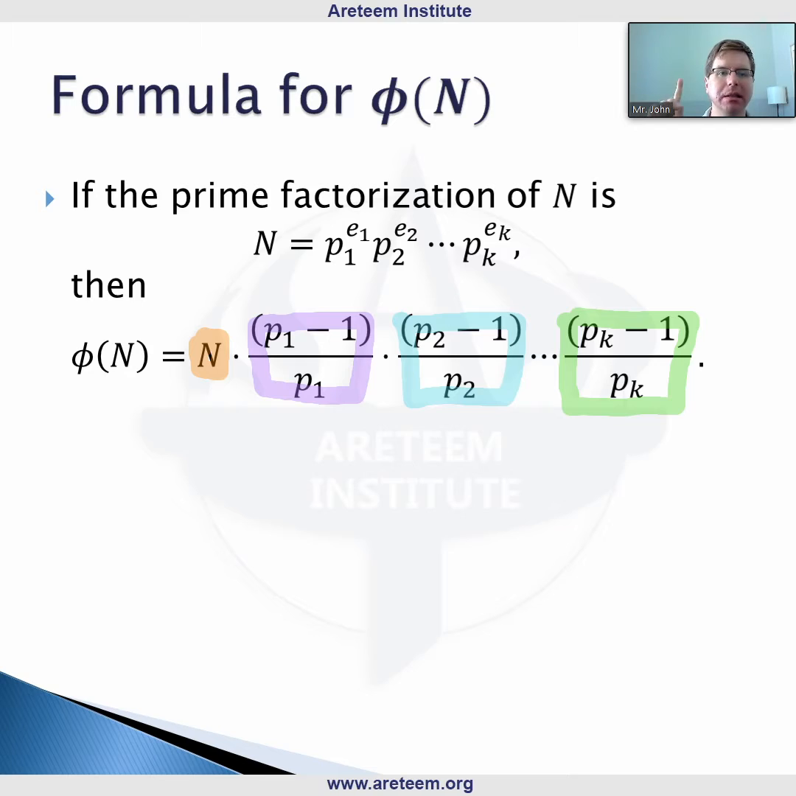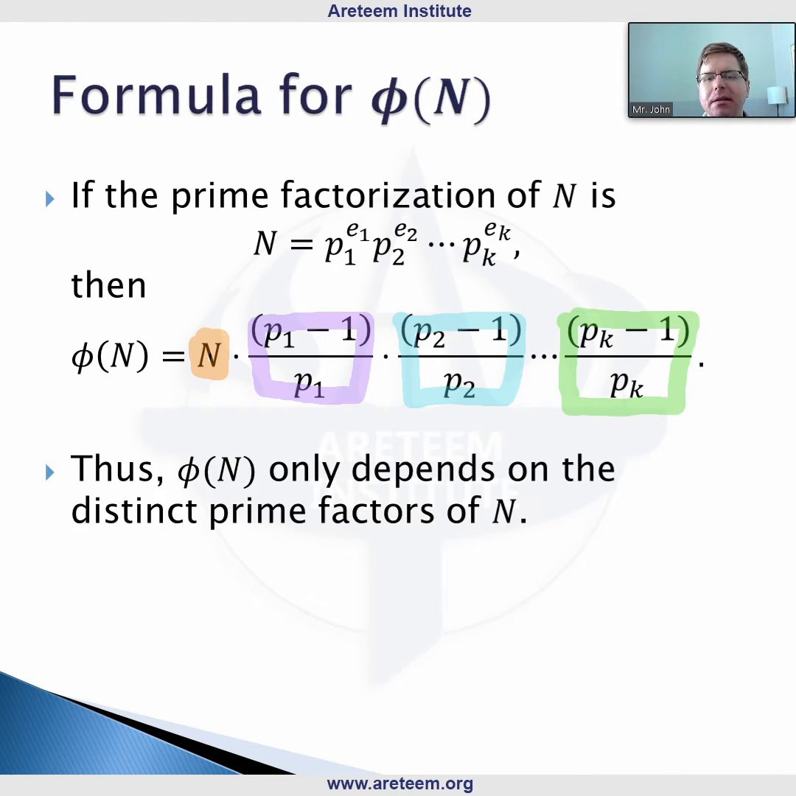Now, one little thing. I listed the prime factorization here, but notice that the exponents don't matter. So really, you can think of this as phi of n only depends on the distinct prime factors of n. That might save a tiny bit of time. You don't actually need the full prime factorization of the number to calculate phi of n. You just need to know which primes divide the number.